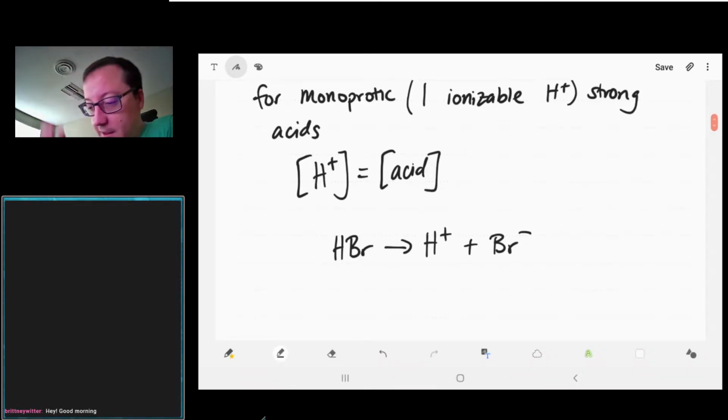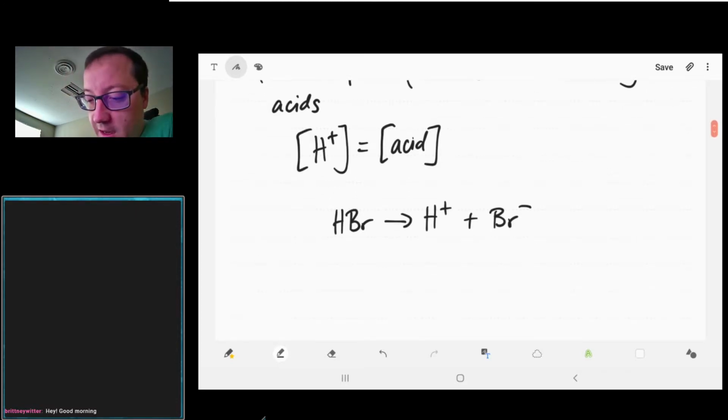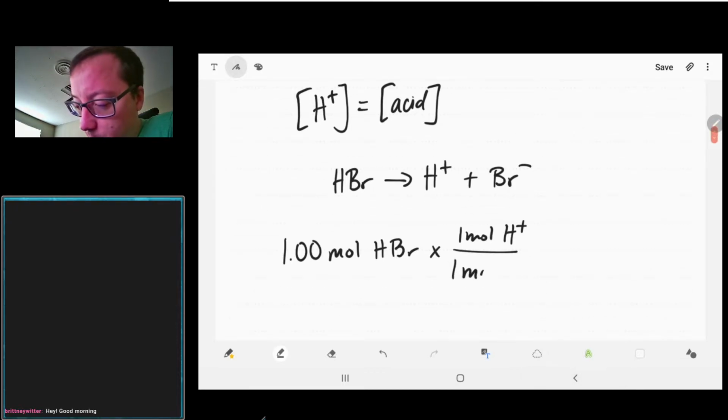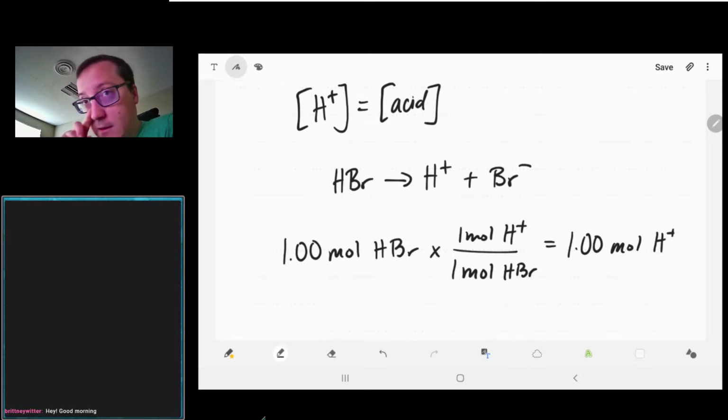And so we're going to see here we have coefficients for this reaction of 1, right? So if we had, let's say, 1 mole of HBr, we're technically doing stoichiometry here. That means we have 1 mole of H plus in whatever amount of solution we have. So obviously these are both within the same solution. We're not adding water somehow getting to the other side.